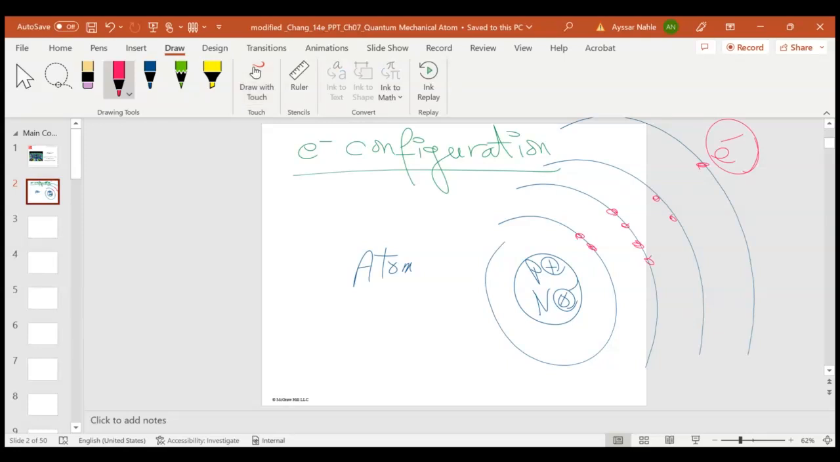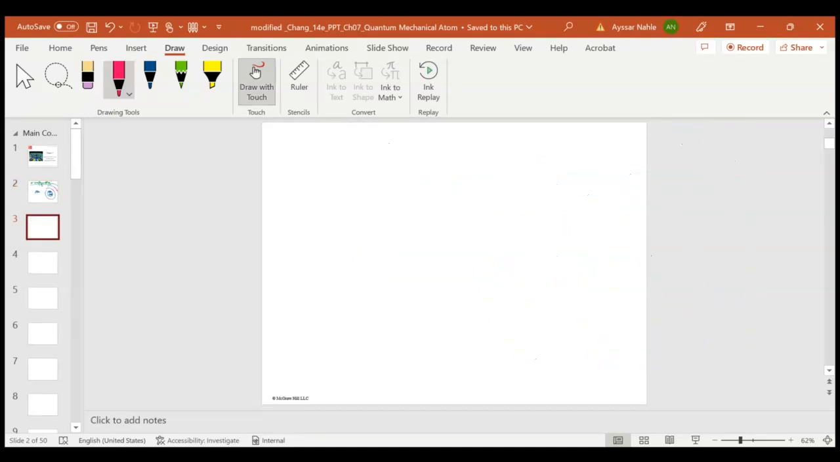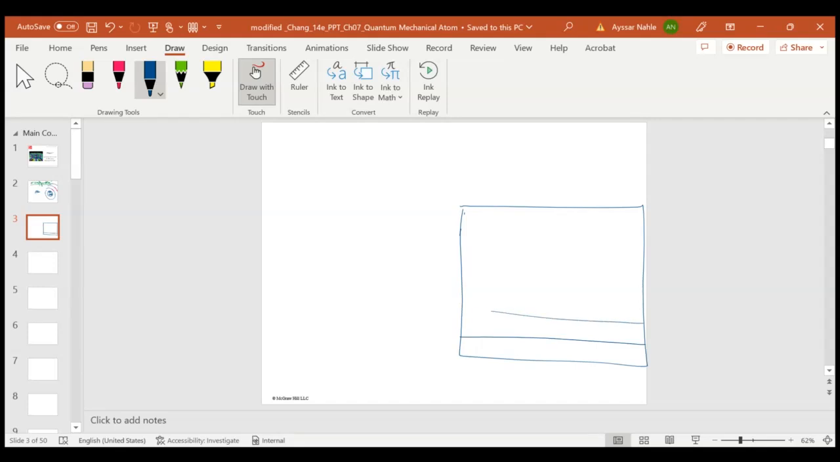Let me start with something quite important in here, the way I always do it. If I have an atom, I'm going to imagine that the atom is actually a hotel. The hotel will have floor number 1, floor number 2, floor number 3, floor number 4, floor number 5, 6, 7, 8, and so on. It's a hotel built of many floors.